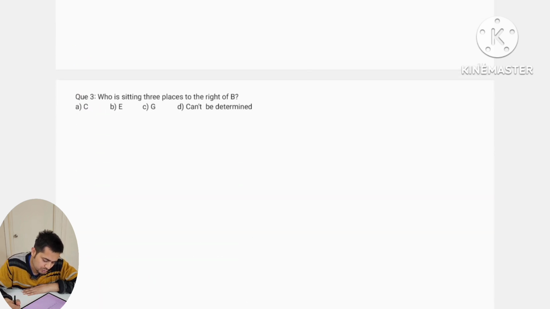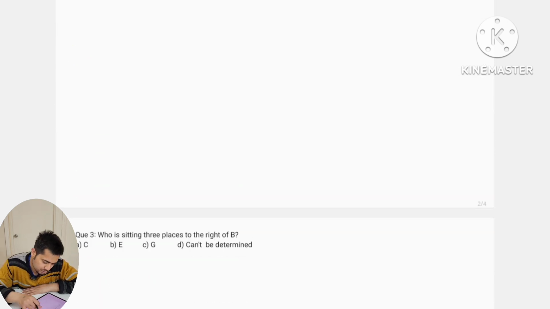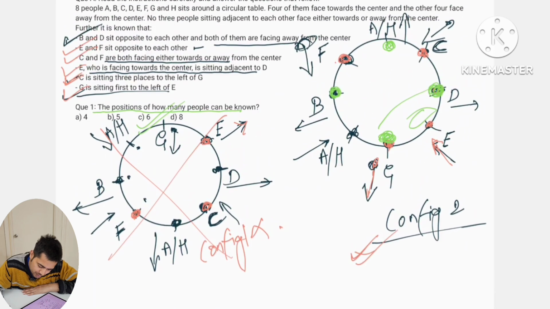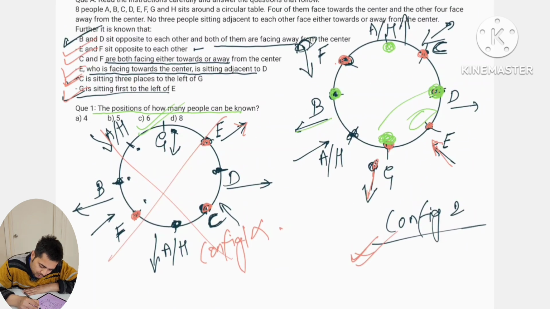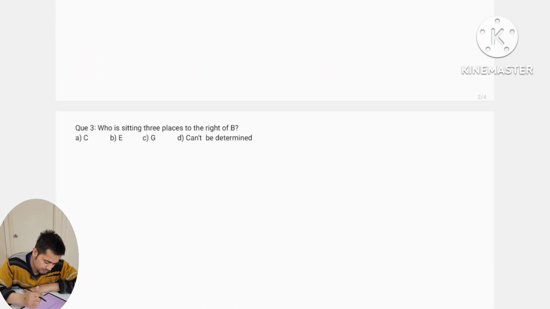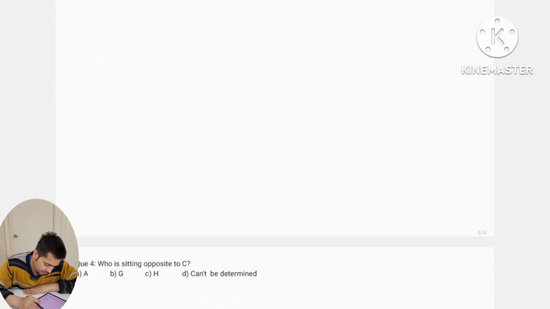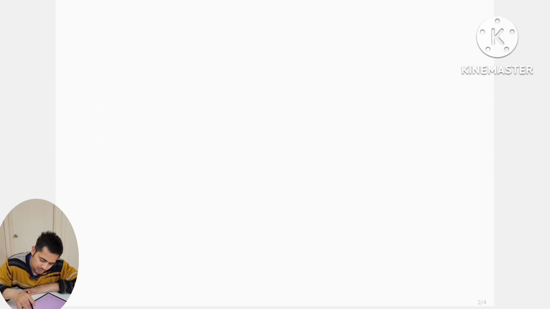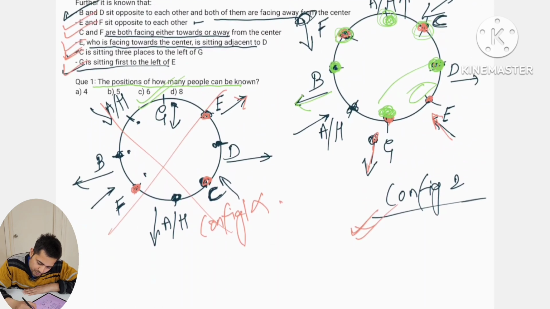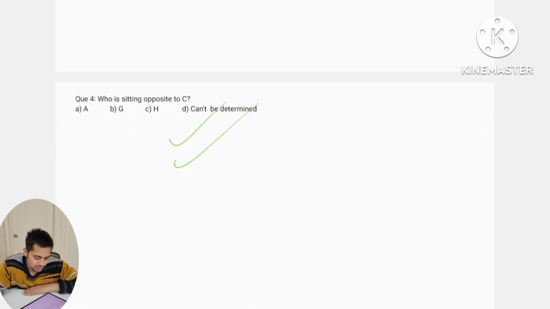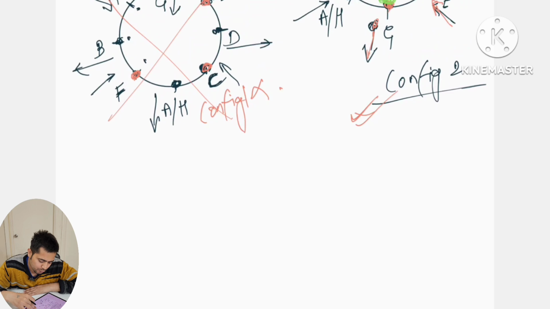Question number 3, who is sitting 3 places to the right of B? B is facing outwards. So 3 places to the right is here. 1, 2 and 3. So C is sitting 3 places to the right of B. C is the right answer. Question number 4, who is sitting opposite to C? C opposite is this. So this can be A or H. So either the option is A or H or cannot be determined. Yeah, cannot be determined. So this is how we are able to solve these kinds of questions.